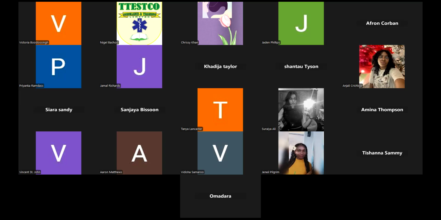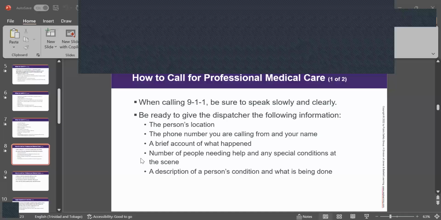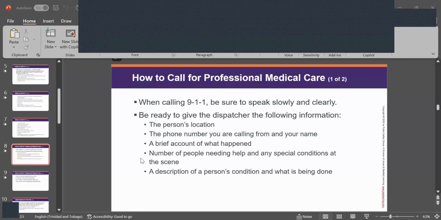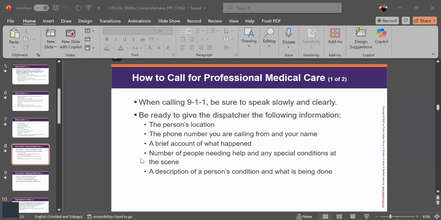But let's get back to the PowerPoint. So the dispatcher asks you, you give them a brief account of what happened, how many people may need help, and any special conditions that are seen. So back to the accident scenario. How are we controlling the oncoming traffic with this vehicle that ran into the light pole? Obviously, we may need law enforcement on scene to help direct traffic. So the person is trapped in the vehicle and there is the potential for fire and explosion, exposure to sharp objects. You may need fire service to extract or extricate the patient from the vehicle.